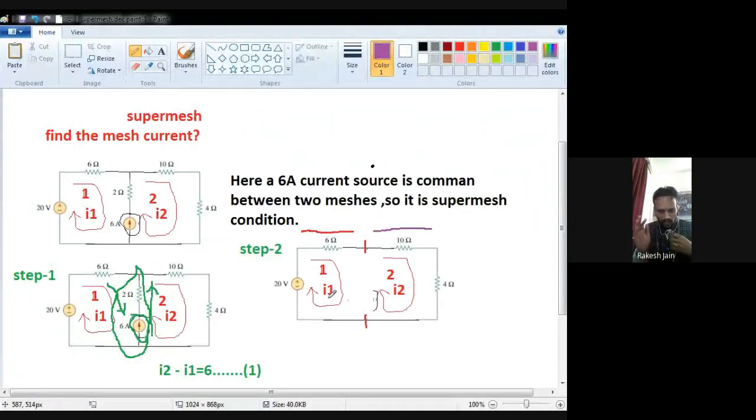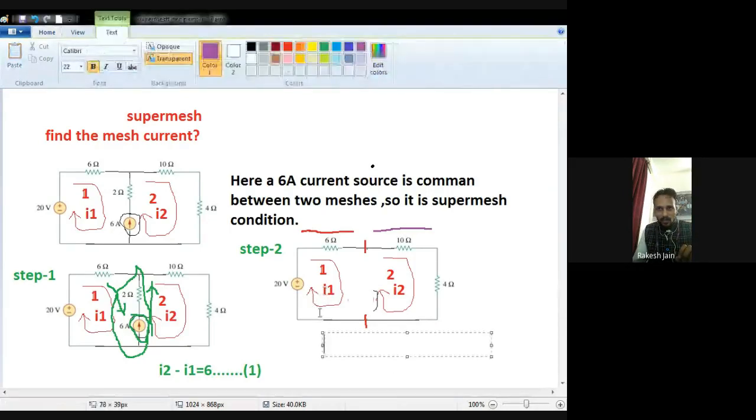So here two currents flow from the same branch where the 6 ampere source is present. One is I1, one is I2. I2 direction is the same as this current source, so consider that one with positive and the other direction current with negative. So I1 is in opposite direction to 6 ampere, so I write down I2 minus I1, that is equal to 6.